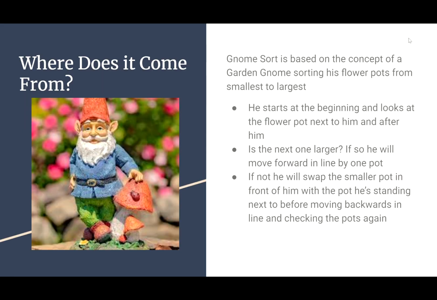Now, where does this algorithm come from? Gnome Sort is based on the concept of a garden gnome sorting his flower pots from smallest to largest. He starts at the beginning of the line and looks at the flower pot next to him and after him. Is the next one larger? If so, he will move forward in line by one spot. If the next one is not larger, he will swap the smaller pot in front of him with the pot he's standing next to before moving backwards in line and checking the pots again. He will keep doing this until all the pots are sorted from smallest to largest.